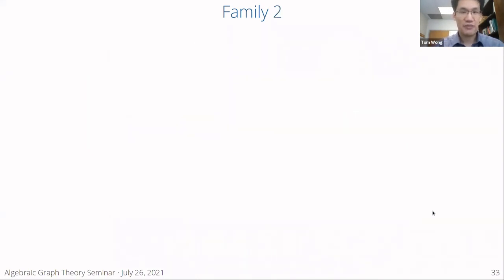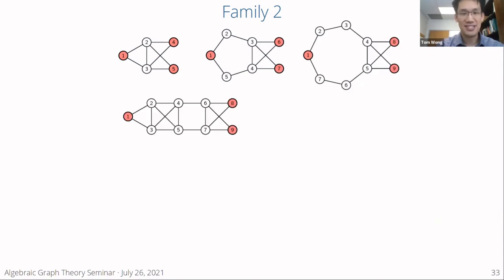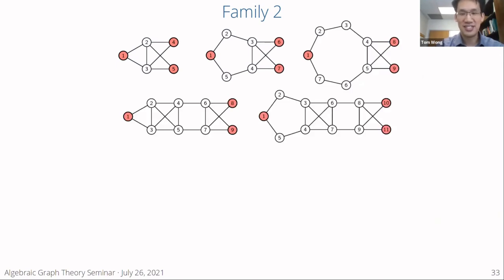Here's another one, family 2. So this is the smallest example. This one has 5 vertices. Here's one with 7 vertices, 9 vertices, still 9 vertices, and now 11 vertices. So you can see the pattern here, where you get this shape here.